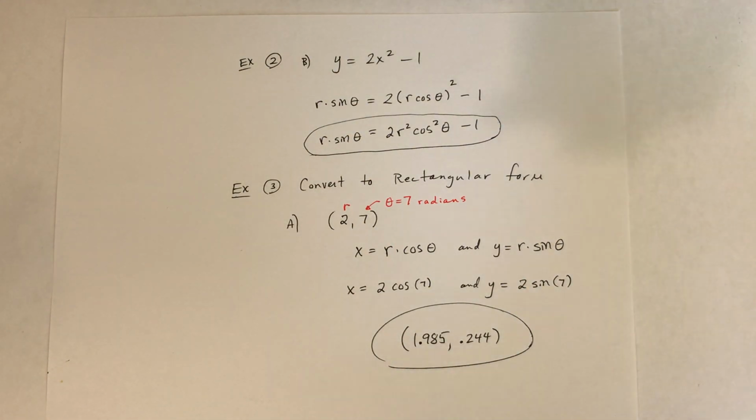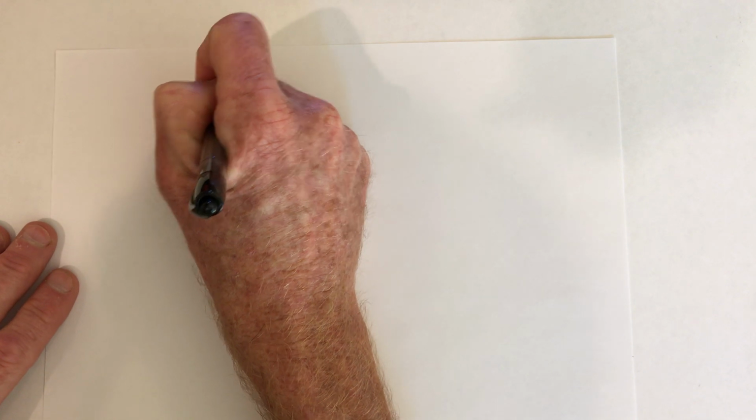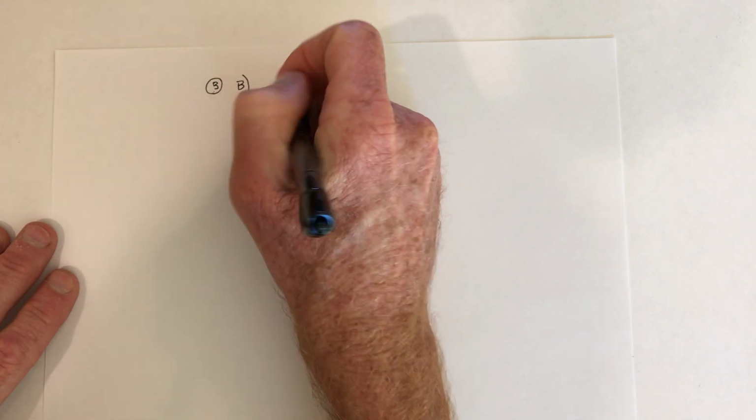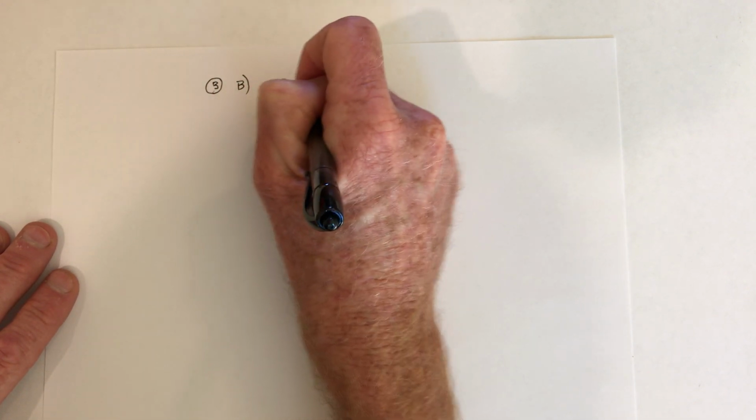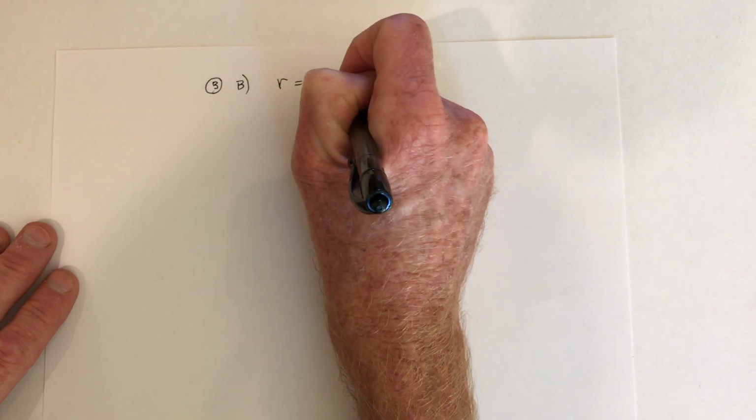And now we're ready for part B. What if it was a function? So again, convert to rectangular form. How about if it's the function r equals secant of theta?